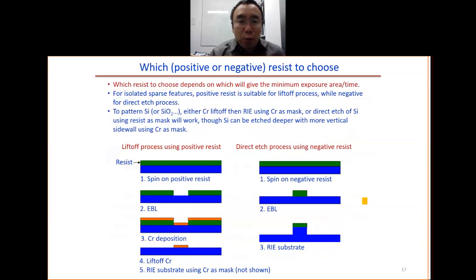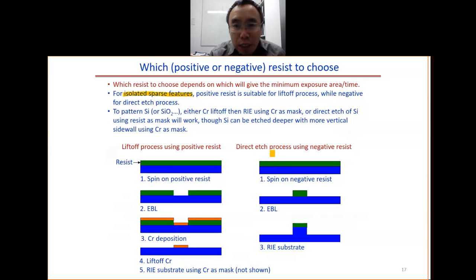So now we have the positive resist and the negative resist. Now we want to see which resist we should choose. This depends on what pattern you want to make. For example, if you want to make isolated sparse patterns, the positive resist will be good for lift-off. If you want to make a metal structure like this or a silicon structure like this, you coat the resist, do the lithography, coat the metal, and dissolve the resist, and you have the metal. Or you can do pattern transfer down to the substrate. That's good for the positive resist.